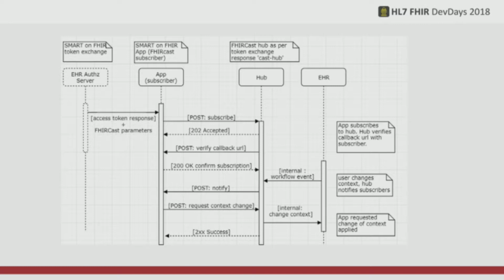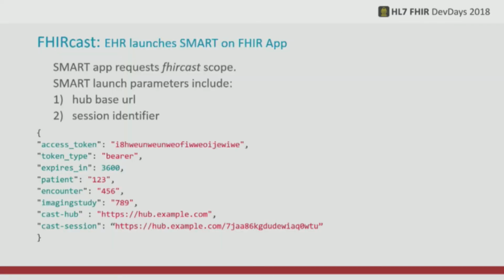The SMART server has the ability to verify that callback, that subscription URL, that callback URL. And then some workflow event occurs, and the app is notified of that workflow event. And then at some point later, at the app's discretion, it can kill that subscription and cancel that subscription. So that's the basic flow. It's those 4 things, right? And I'm going to walk through each of those.